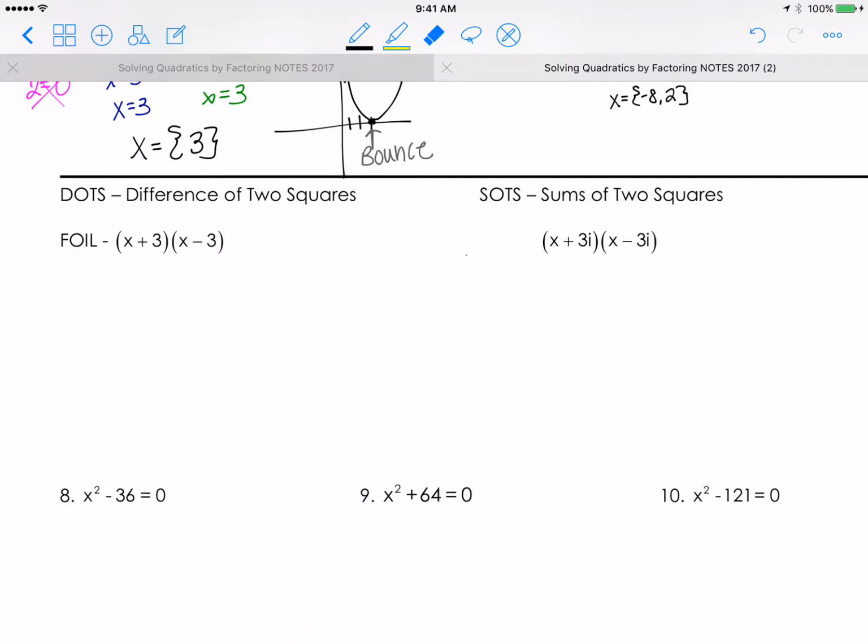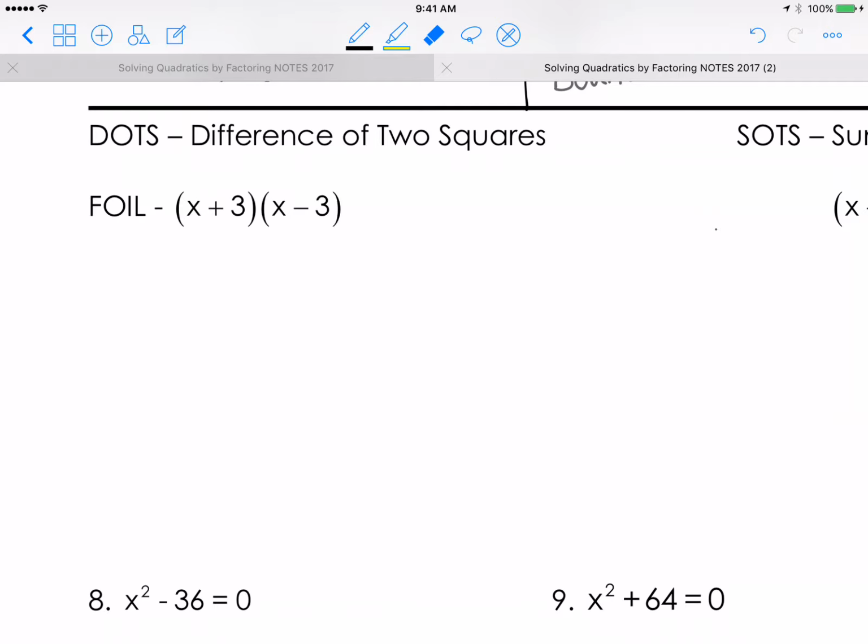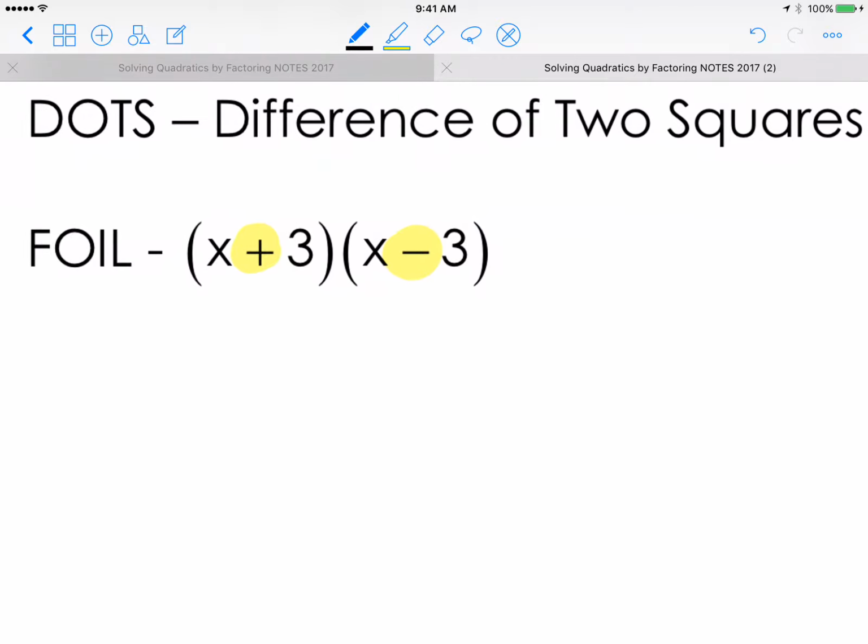Okay, now we're getting to factoring our DOTS and SOTS when we only have two terms instead of three terms. But before we get there, I want to talk about what this looks like. Notice that we have x plus 3 multiplied by x minus 3. Remember, these are called conjugates because everything's the same except that one's positive and one's negative. So let's FOIL this real quick and see what happens.